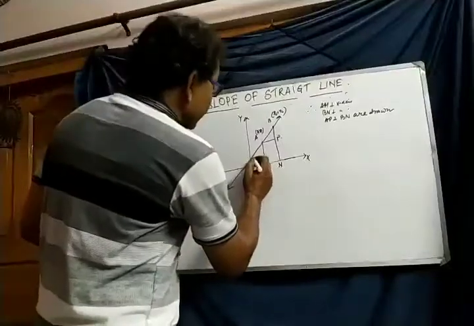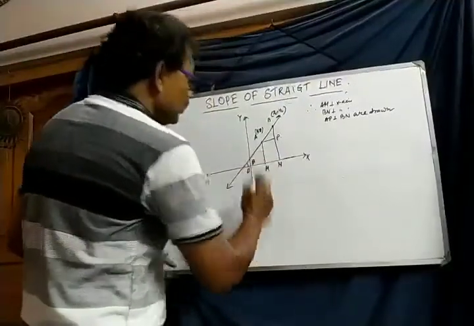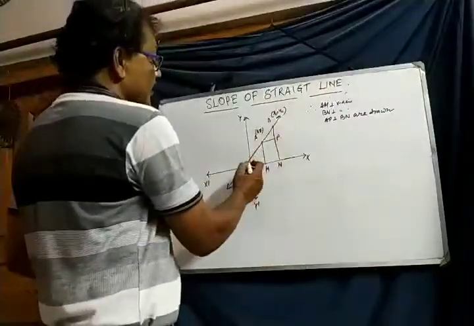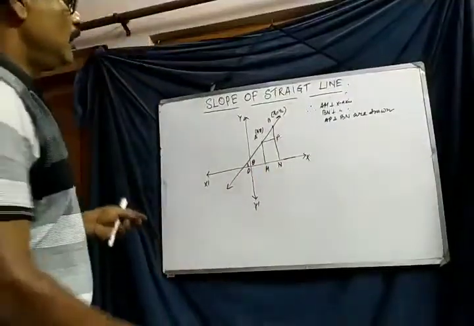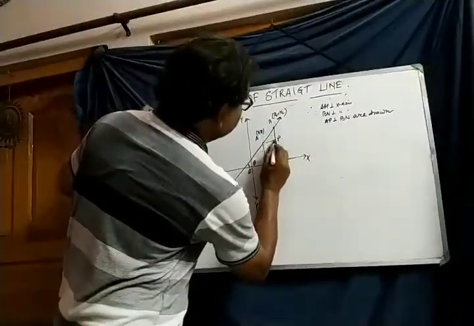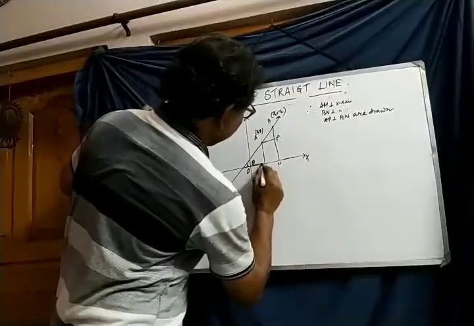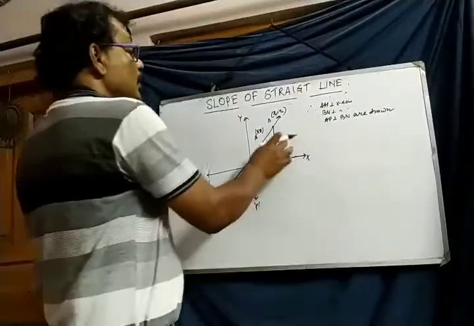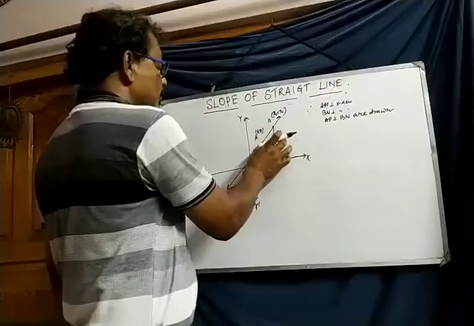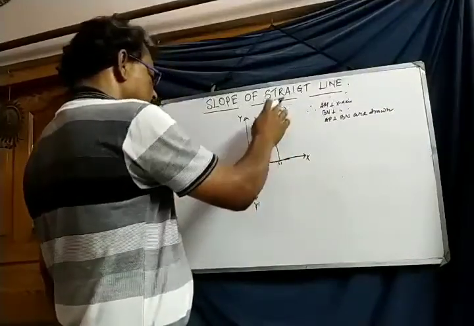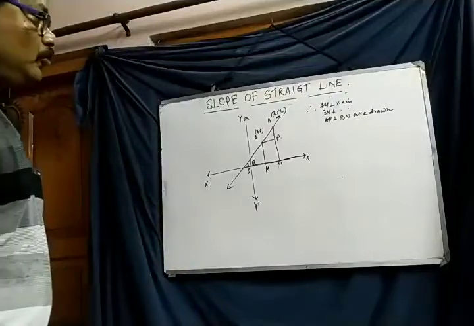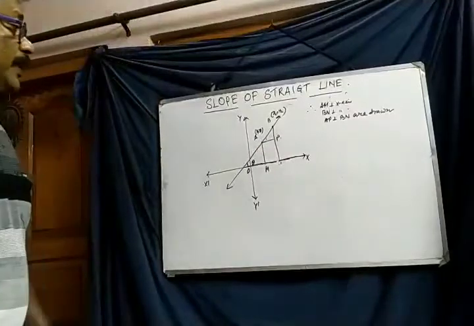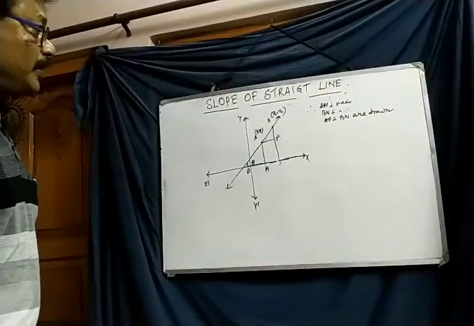Here the angle of inclination of the given straight line is theta. In the figure, AP is parallel to the x-axis and AB, the straight line, is a transversal. So this angle and that angle are corresponding angles. Angle PAP is equal to theta as they are corresponding angles.